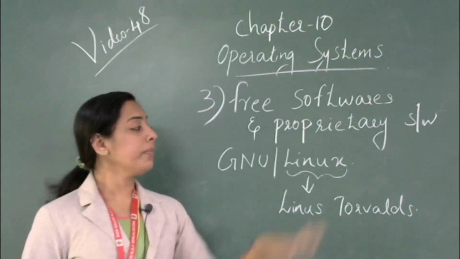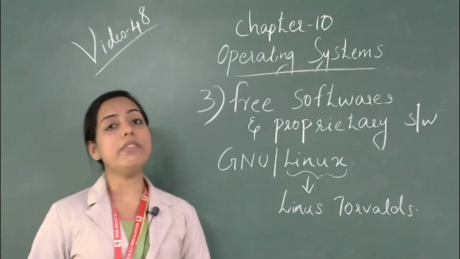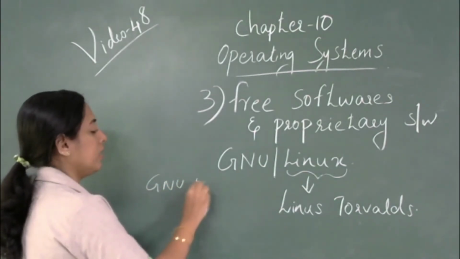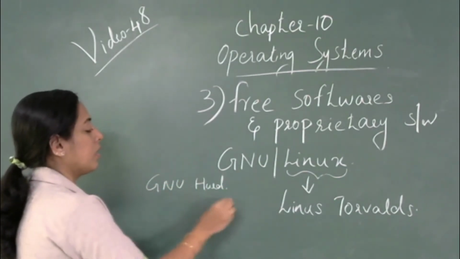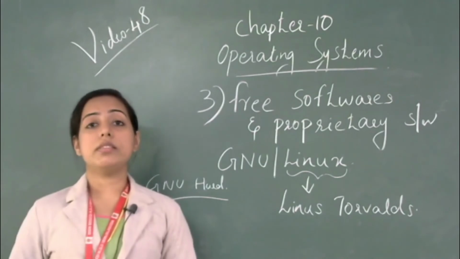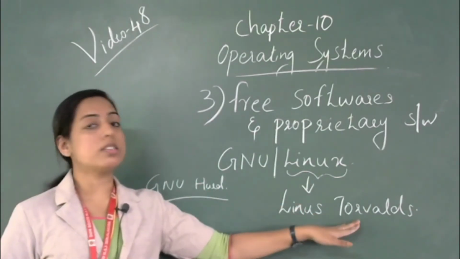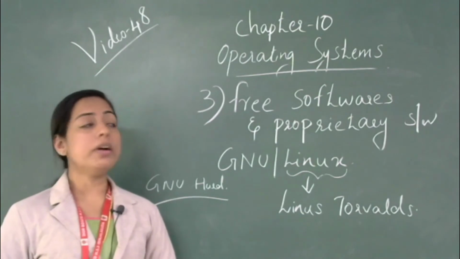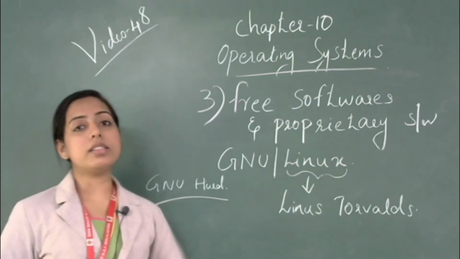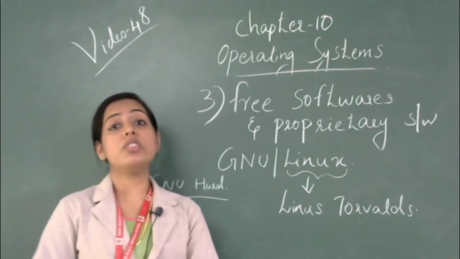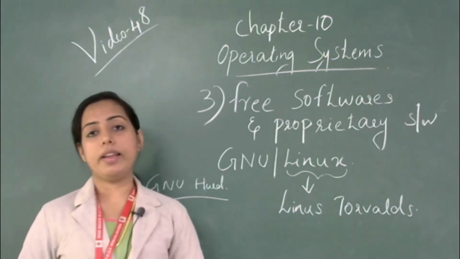So actually the name intended for this kernel program was GNU HURD, but they could not complete this program. That's why the man called Linus Torvalds wrote the program. That's why the name Linux came. Okay, so this is the origin of the GNU Linux operating system.